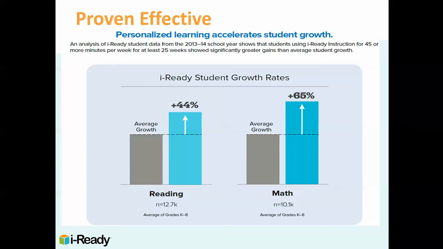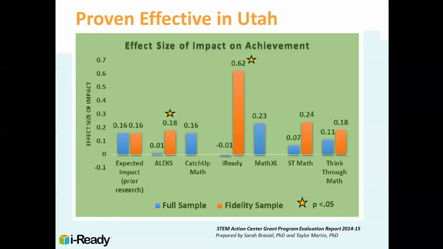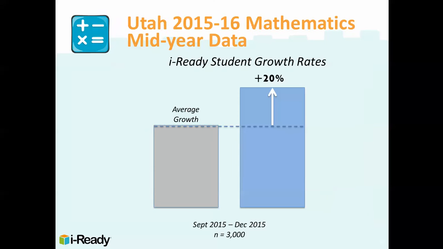That's our national study. But the STEM Action Center has also done their report. This is from the first year of implementation. And when they looked at, again, the fidelity users, AIReady was shown to have the highest impact on achievement of any program that was being used across the state after the first year. And we were shown to have the highest impact on achievement by a significant margin. So that was from the first year. Well, we decided to go back and look at it a little more closely to right now.